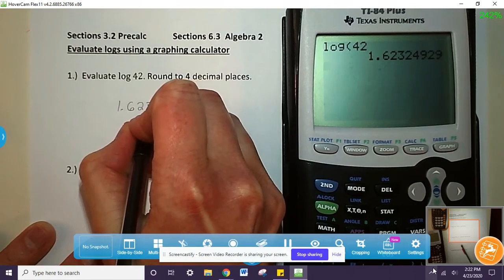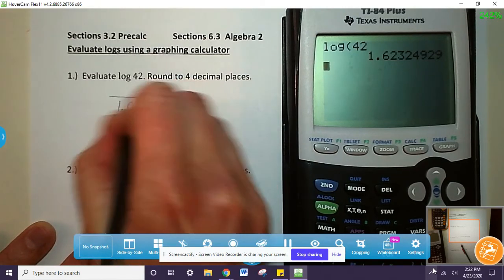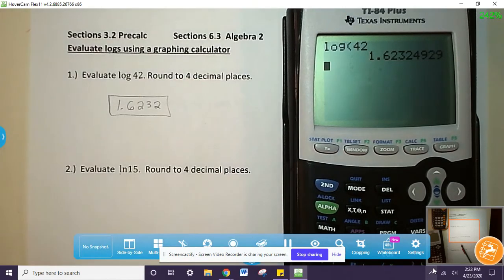1.6232 if we round to 4 decimal places. And you'll find that we often round to more decimal places than normal, because usually we round to like 1 or 2 decimal places. But since we're finding an exponent, we're going to round further because exponents are very powerful.